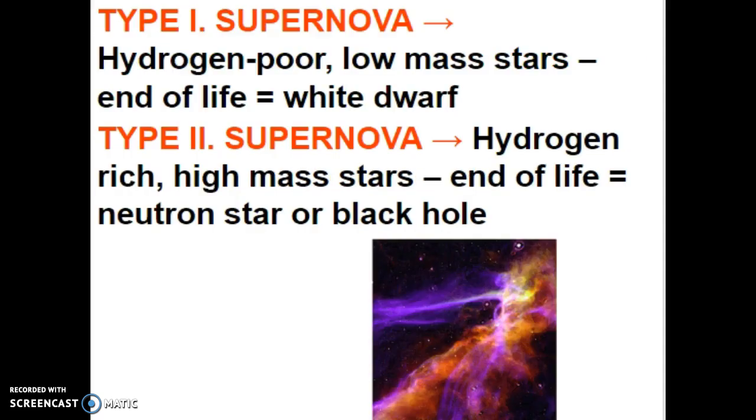So, type 1 stars. Type 1 stars are like our sun. They're hydrogen poor, low mass, smaller stars. They'll end their life as a white dwarf. Type 2 supernova stars, these are the big guys. These are hydrogen rich, very high mass stars. The end of their life will either be a neutron star, or if they are a mega massive star, they'll end their life as a black hole.